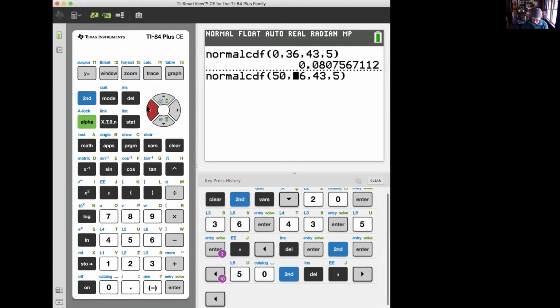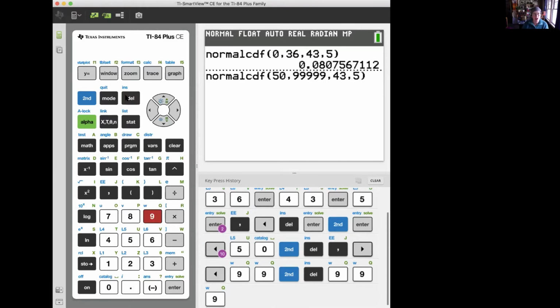Except I've got to change this 36 to a 9. And I'm going to do that insert again, 999. And then just use the right arrow to get out of that. And you see how my cursor changed back to the black box. Hit enter, and we get 0.081. Crazy, right? What does that mean? We get the same exact value.